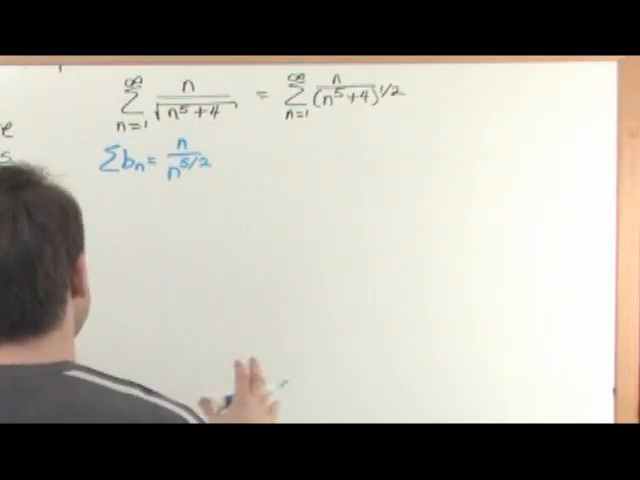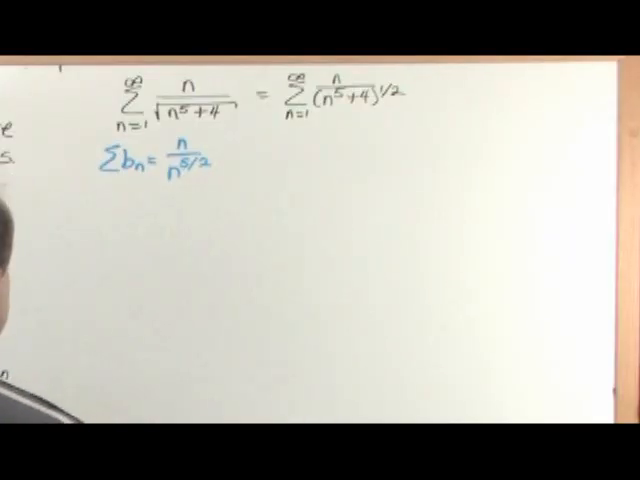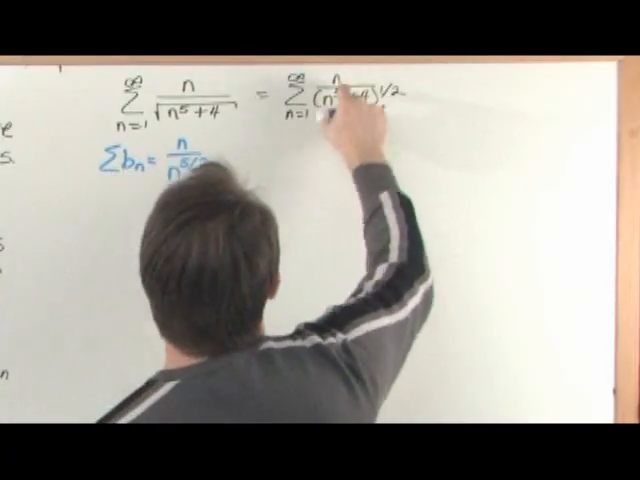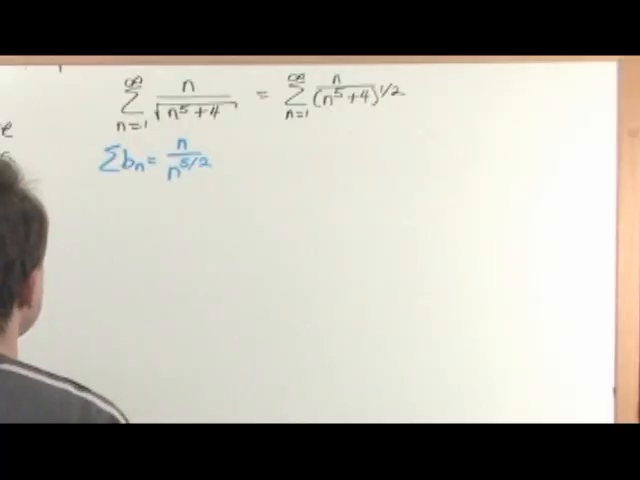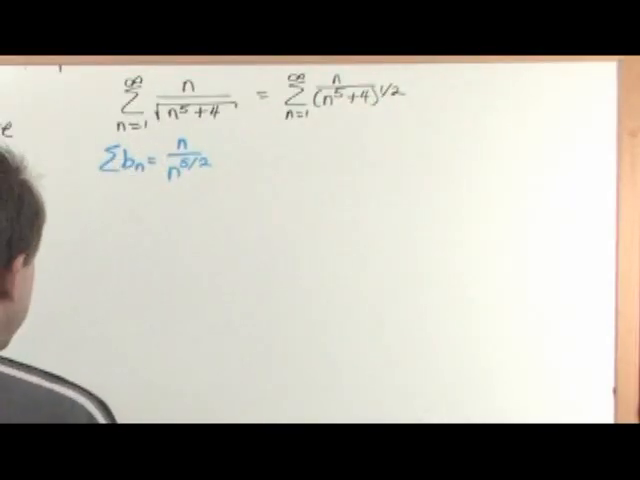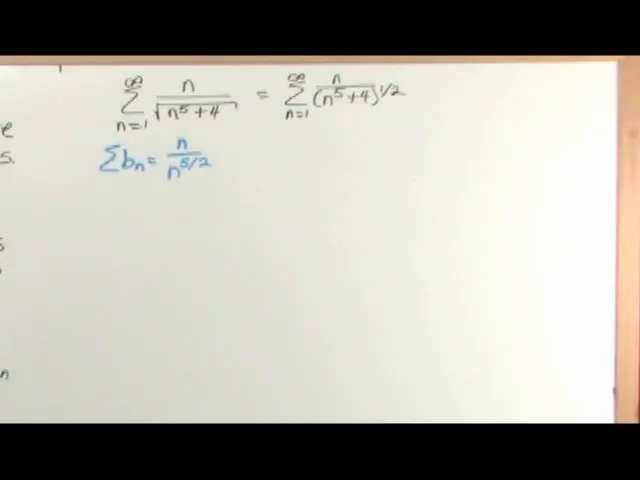There's no quick and dirty rule that always tells you exactly what to choose for b sub n. It's only a guideline. You can choose anything for b sub n, but it's useful to choose the highest powers in the top and the bottom, and in this case you just want to keep the square root around because that's effectively going to chop down that 5th power there.